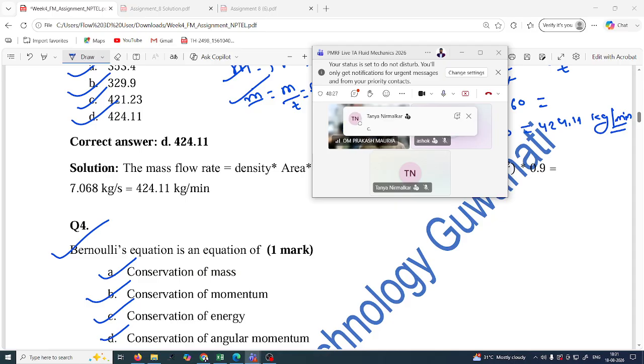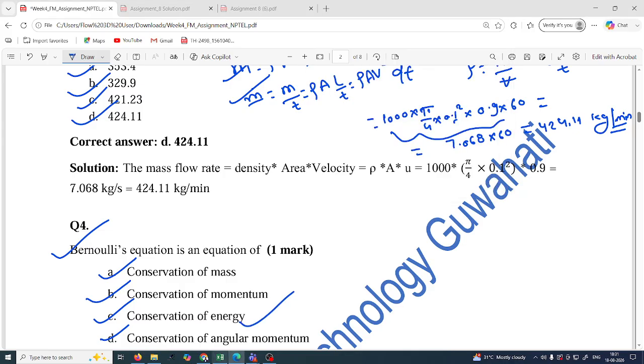Okay, so Tanya is telling C option is correct. So conservation of energy, yes, definitely this is a well-known question. So I'll not take much time here. Definitely your Bernoulli equation is an equation of conservation of energy. So very simple.